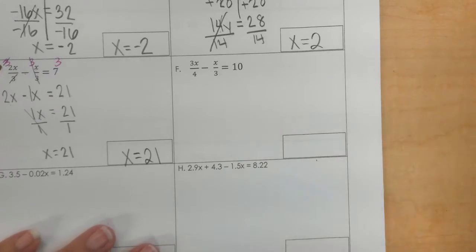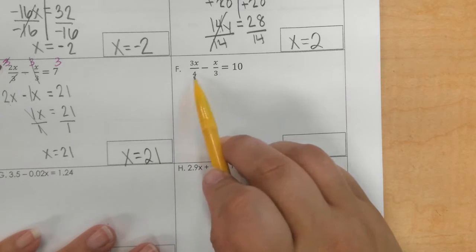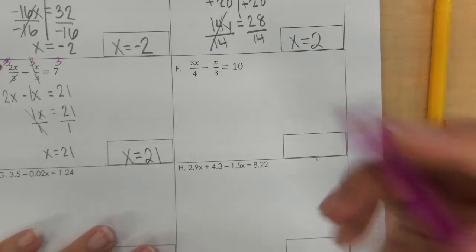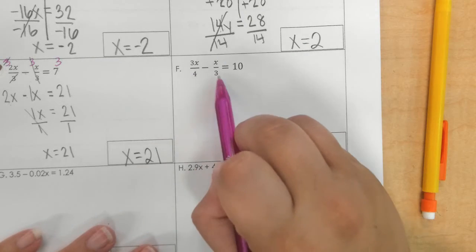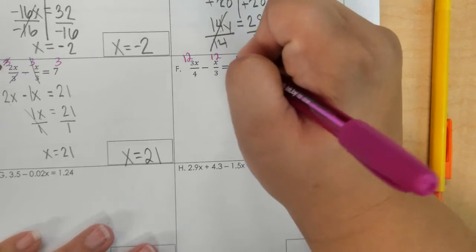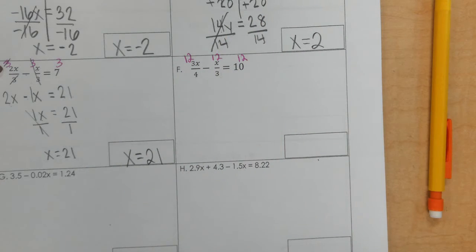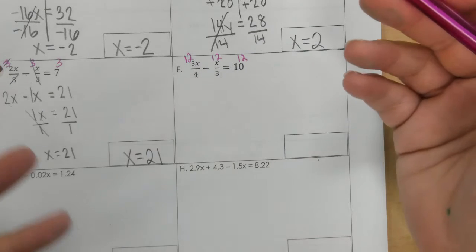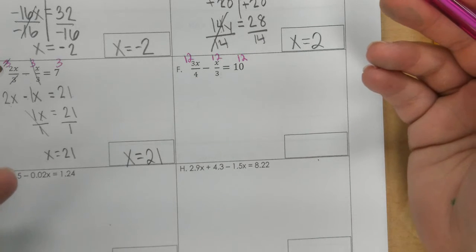But here in letter F, we have different denominators. We have 4 and 3. So we want a common denominator. If I take 4 times 3, I get 12. And I put that above every term. Okay? But I really can't cross 12 and 4 out. They're not the same thing, so they don't cancel each other out.